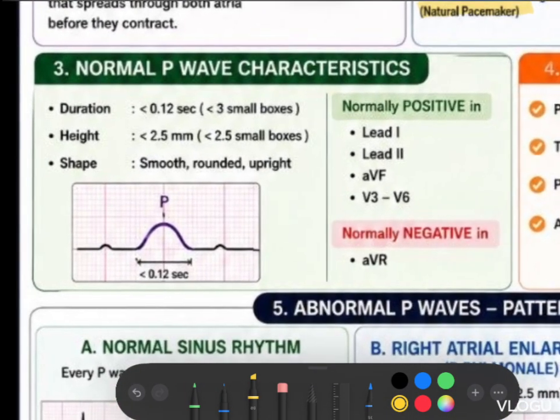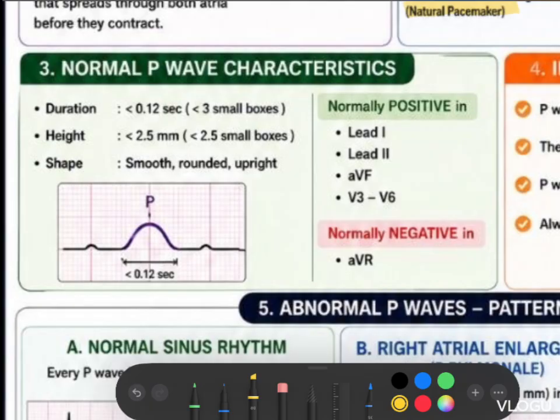Next, these are the normal P wave characteristics. From an exam point of view, or when doing ECG interpretation, always remember the duration: the P wave duration is less than 0.12 seconds, meaning less than 3 small boxes. The height is less than 2.5 mm, less than 2.5 small boxes. The shape must be smooth, rounded and upright, like a dome shape.